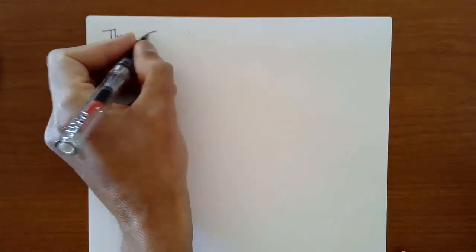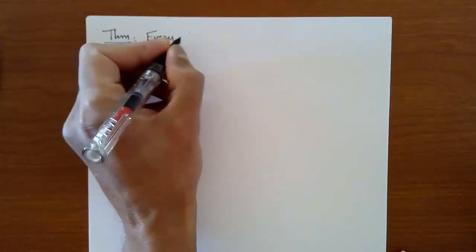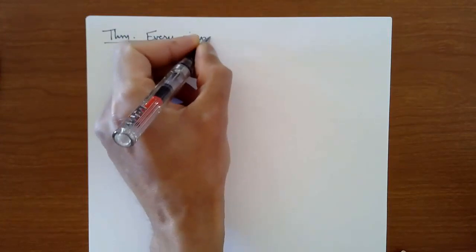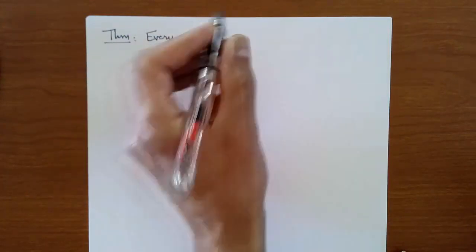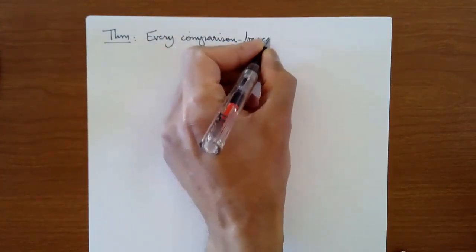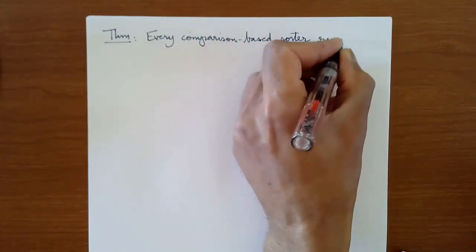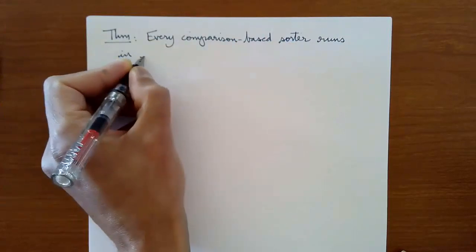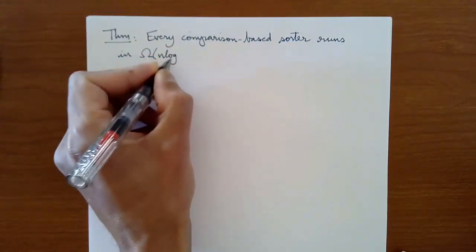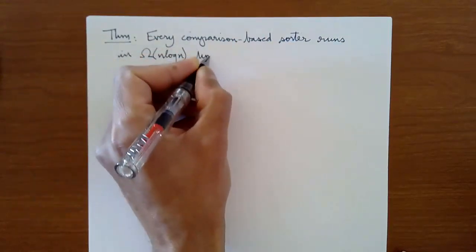okay, so I'm going to state this in multiple ways. Every comparison-based sorter runs in omega n log n time.